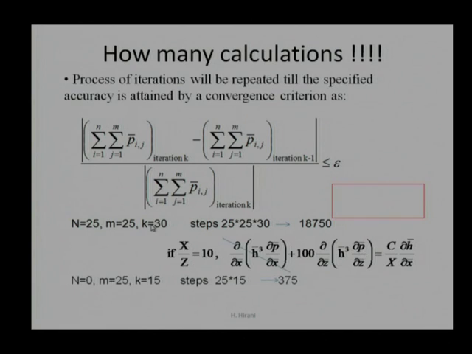Iterations may turn out to be only 15 instead of 30 for a final solution. If we do that, 25 into 15 turns out to be 375, which means we are going to get a benefit of 50 times when we are using some logic. We say this second term is very much dominant compared to the first term. The first term can be neglected and the second term only can be considered. That will give faster results to us.